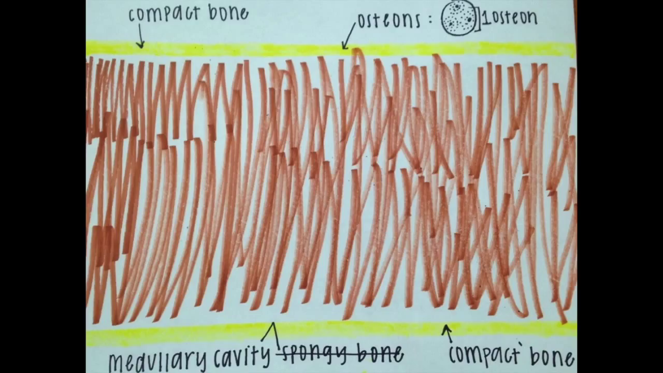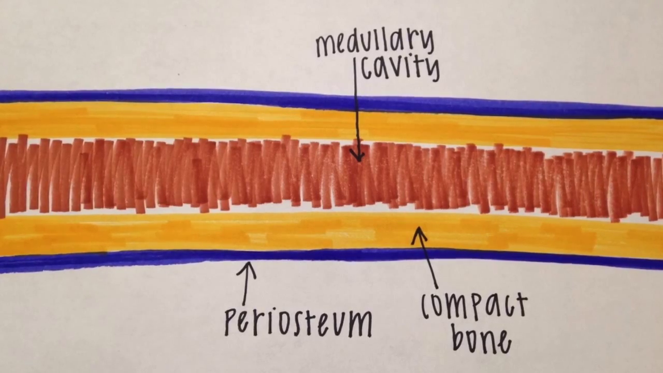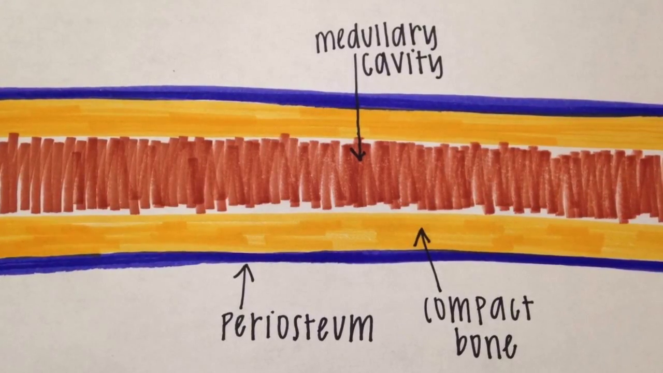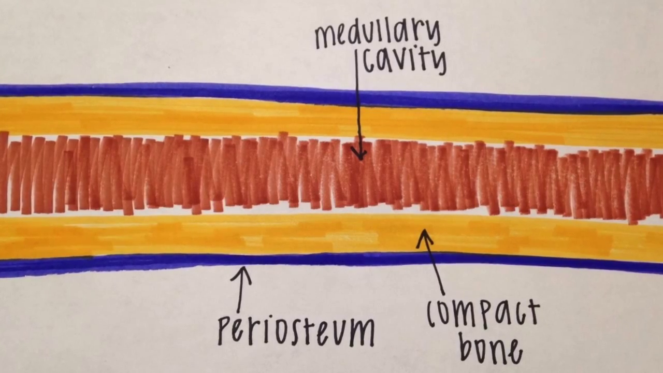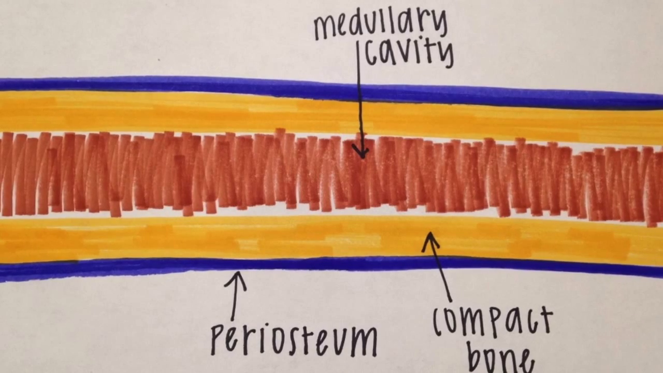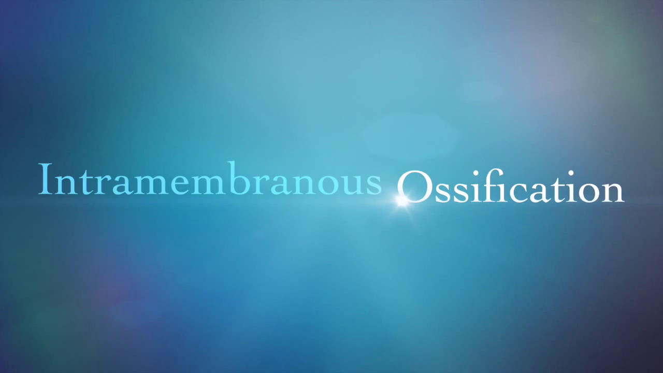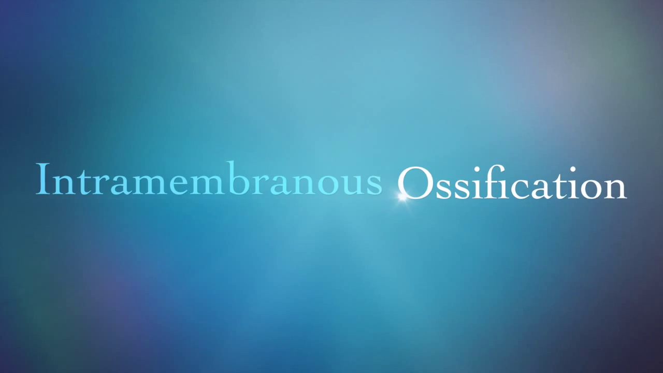Spongy bone can be removed through another process of bone remodeling and replaced with the medullary cavity. The outermost layer of connective tissue is known as the periosteum, completing the final structure of bone. Within the periosteum, more osteoblasts can be produced, allowing for widening of the bone, allowing us to be the size we are.